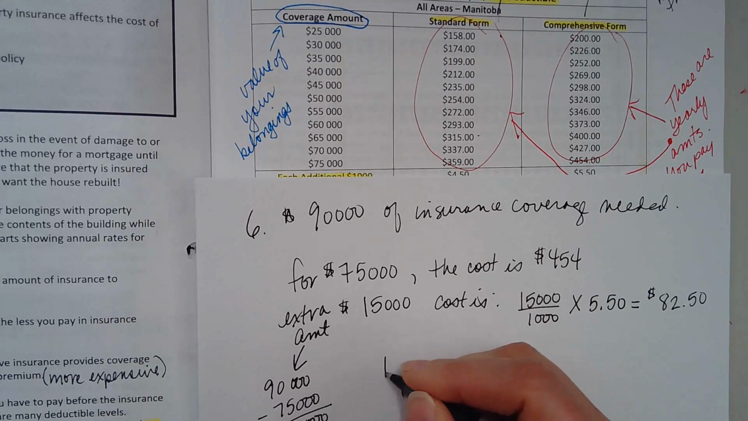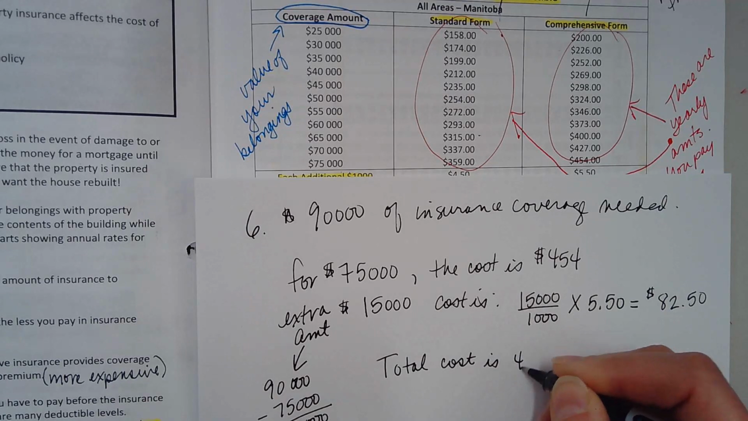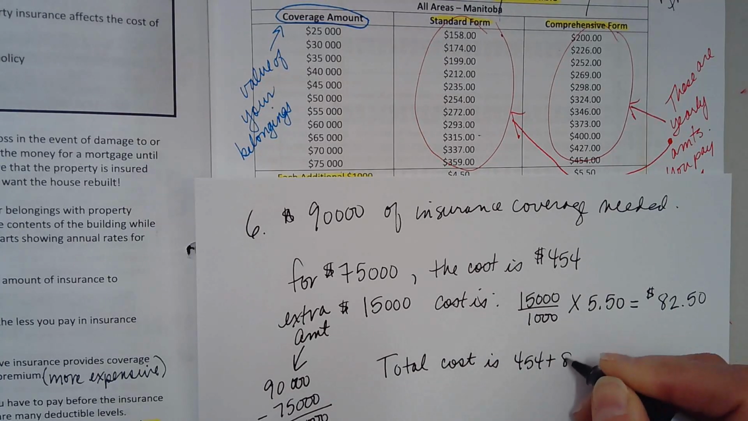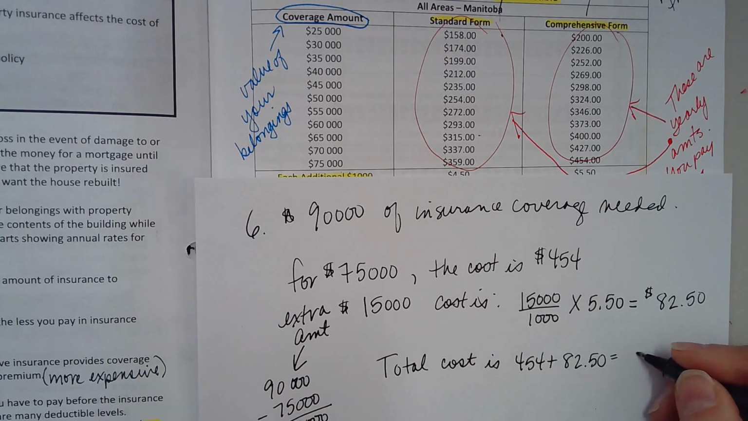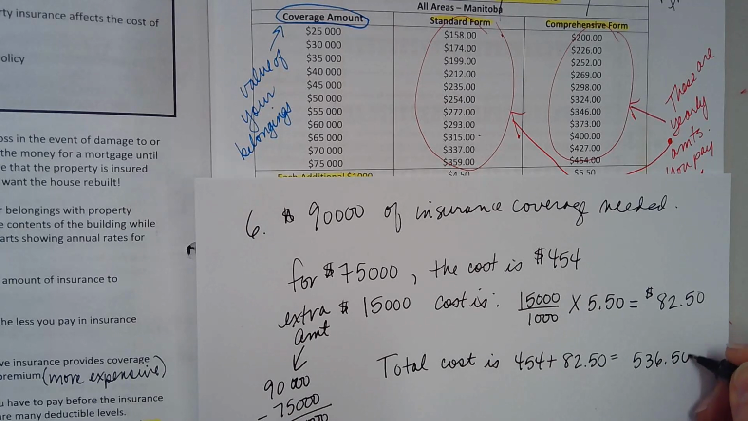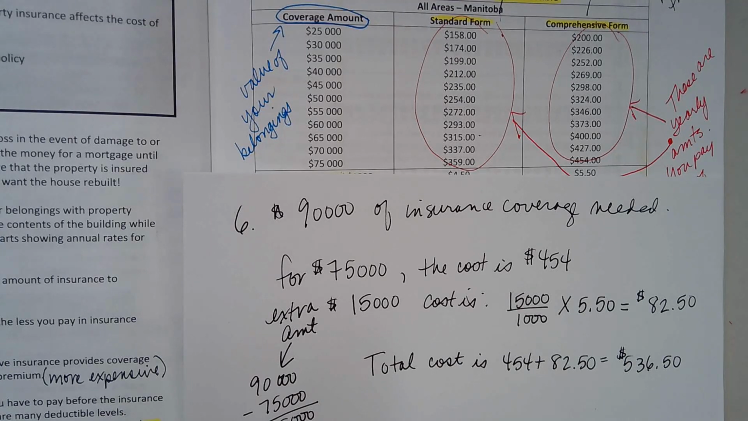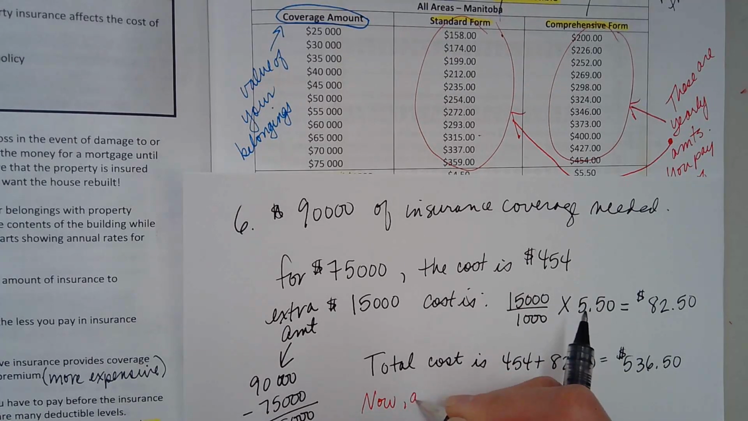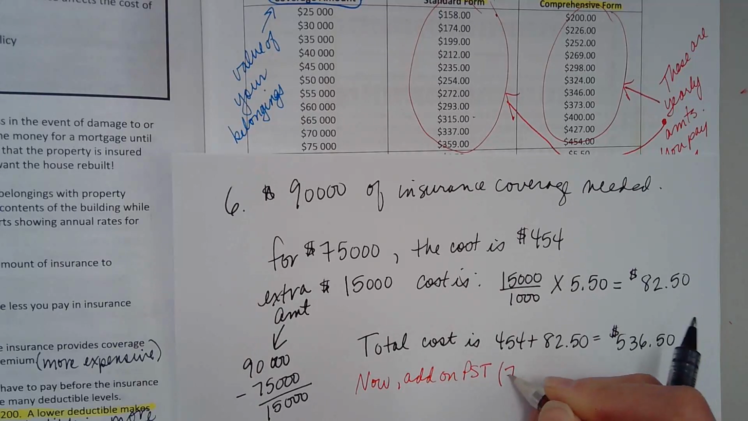All right, so now I just have to total these up. The total cost is 454 plus 82.50 is 536.50. Okay? Now, am I done? What do I have to do for all insurance cost questions now? Yeah. Now, add on the PST. And in Manitoba, PST is 7%.